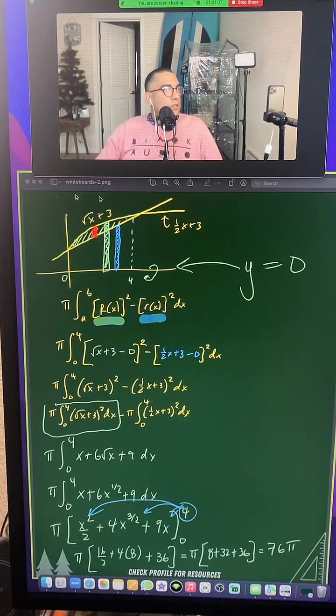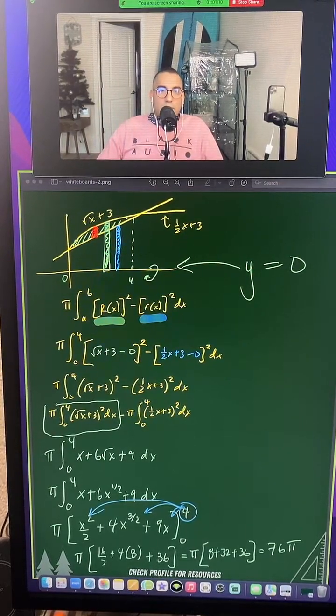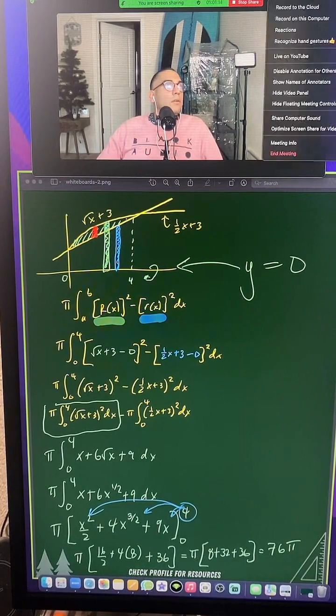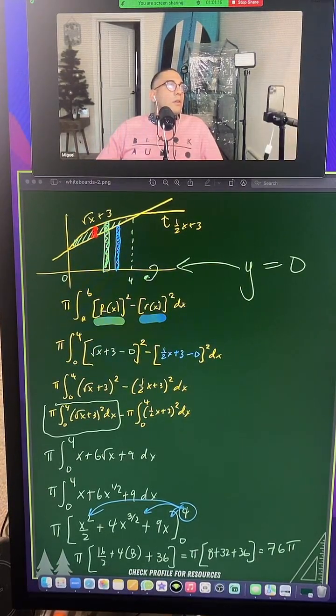I can't shrink this. Guys, what's going on? Okay, hold on. Hold on. Okay. Trying to annotate this. Guys, I can't shrink this.